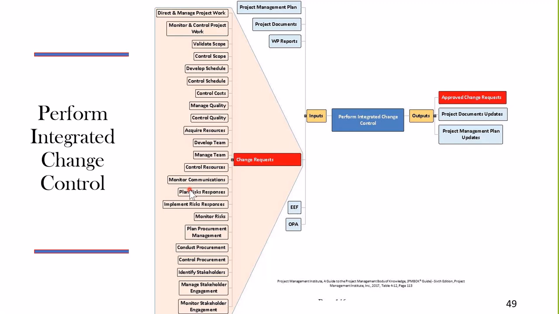Changes can come from basically anywhere in the project. If you were to go down this and look at it, you would see there are planning processes, there are executing processes, there are initiating processes, monitoring and controlling processes. Change requests can come from anywhere, but they always flow as an input into Perform Integrated Change Control. We evaluate that change request for its impact on the project, and we approve the change request as an output.